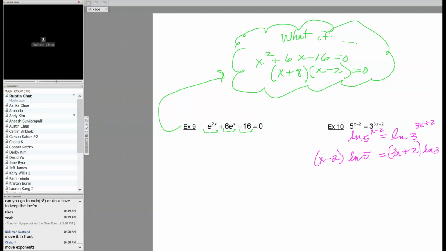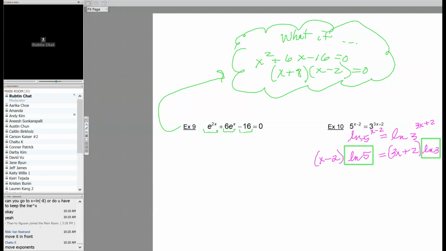It's great fun. Now remember, ln 5 is just some number. I don't know what it is. It's just some random number. This is just a number. That is just a number.